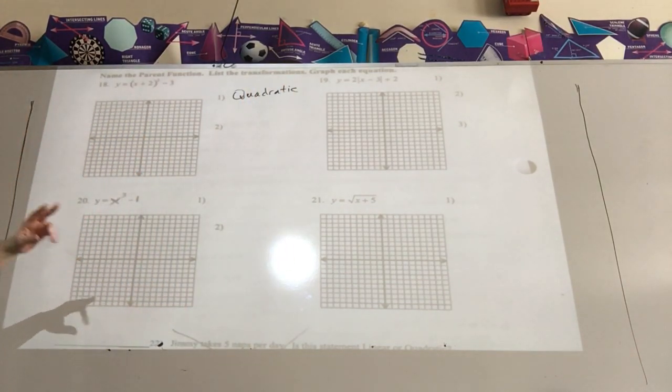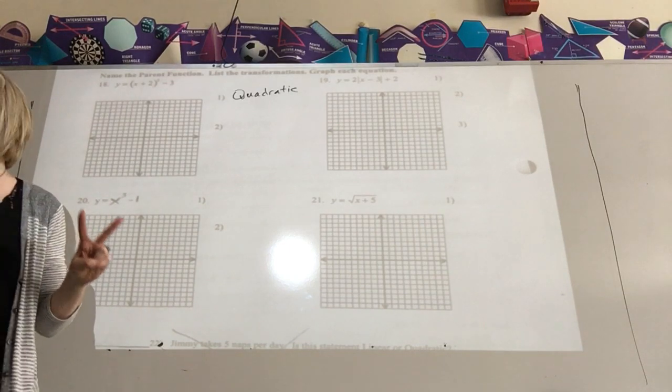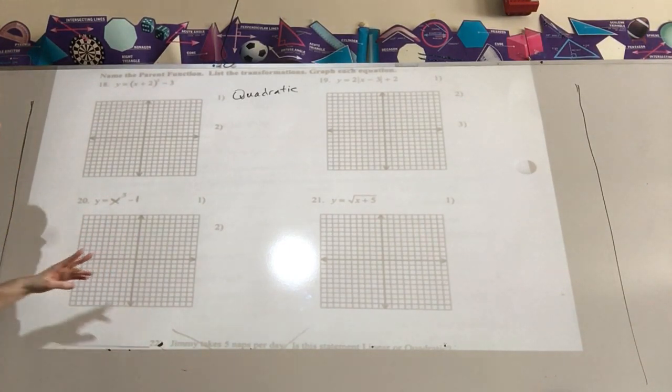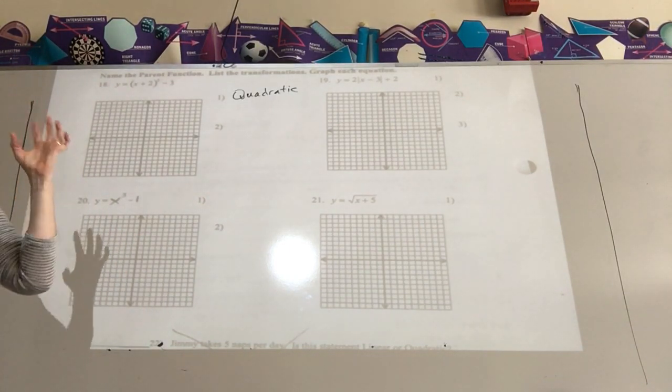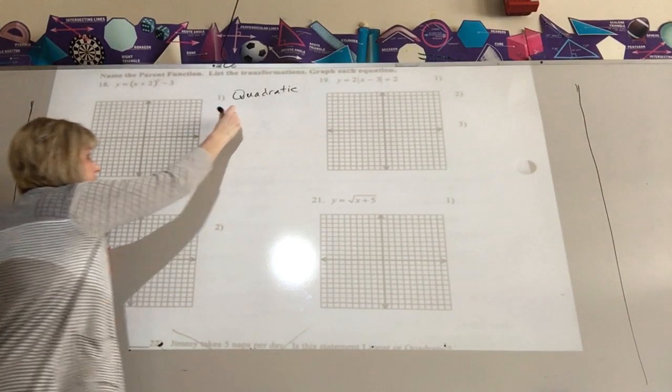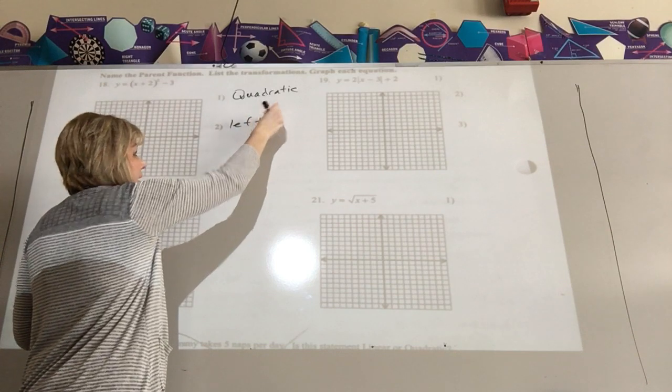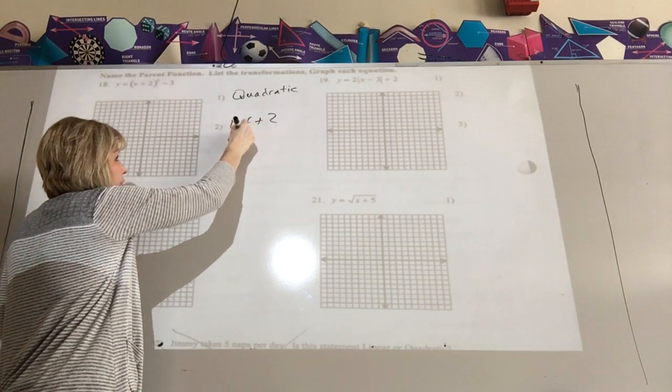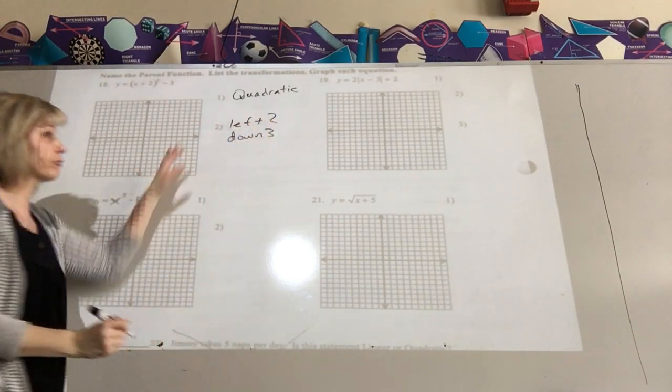Okay, so then what are the two things happening to this quadratic? Okay, it's going down 3. I like to put the other one first because I go left or right first in my brain. Left 2, which is not wrong. I'm going to put left 2 and then down 3. So left 2, down 3.